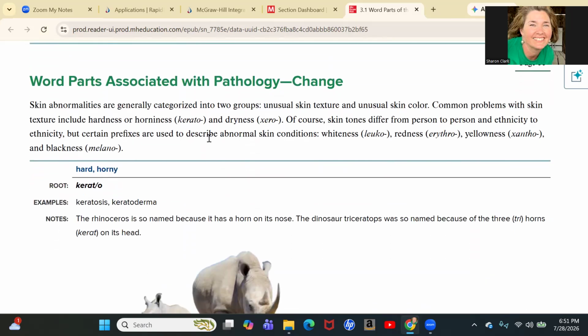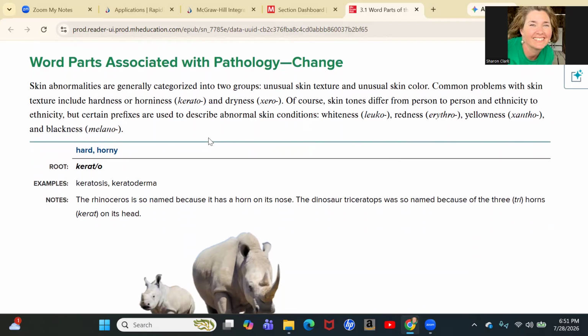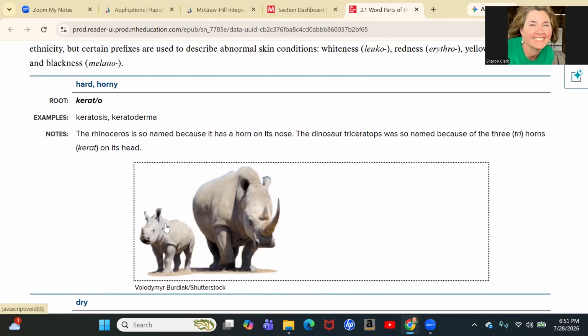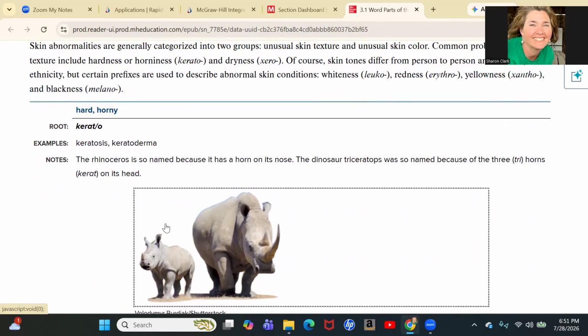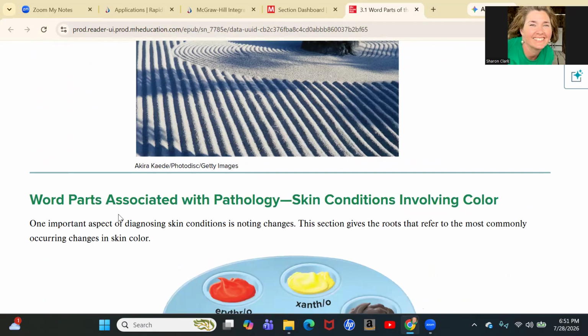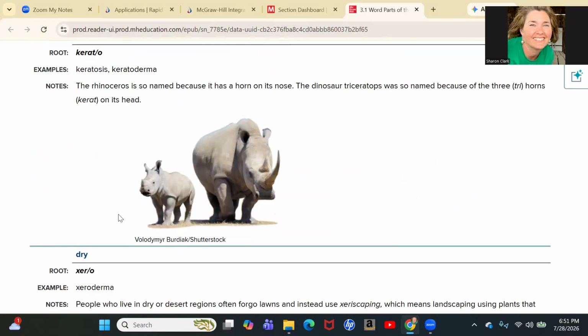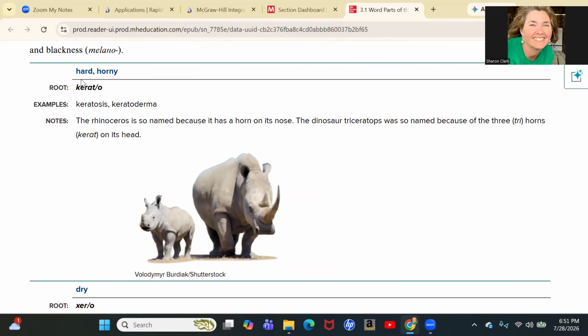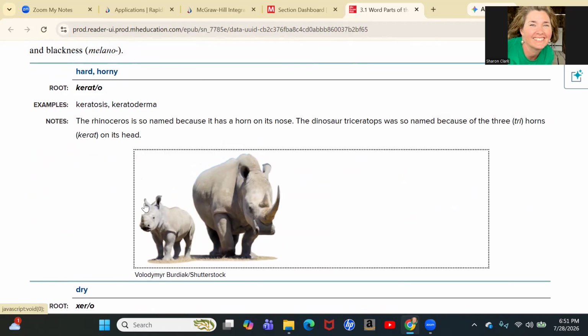When we look at changes to the skin or pathology, patho meaning disease, some difficulties with the skin can be that it becomes too hard, too dry, too soft, or changes in color. So let's look at those real quick. Kerato means hard or horny, as in the horns of a rhinoceros that you see here, or the horns of a dinosaur. They are made of keratin, that term kerato there.